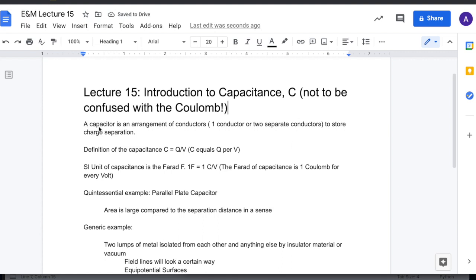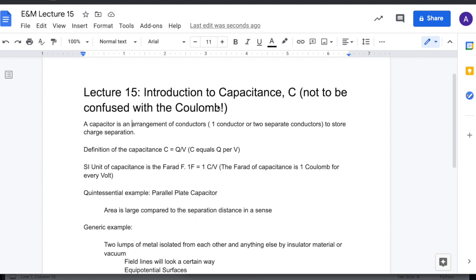But a capacitor is simply an arrangement of conductors. And the conductors don't necessarily need to have electric charge, but they can. But the point is a capacitor is about the conductors. You can make a capacitor out of a single conductor, and, this is the more typical example, out of two separate conductors.